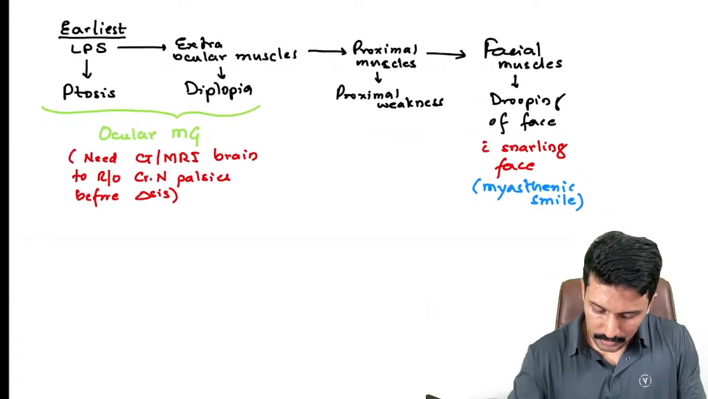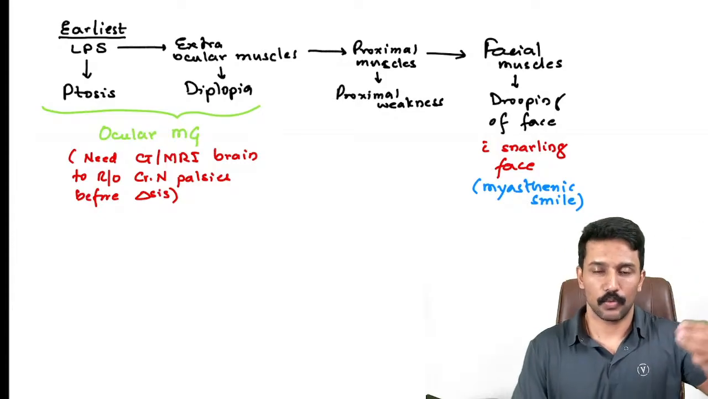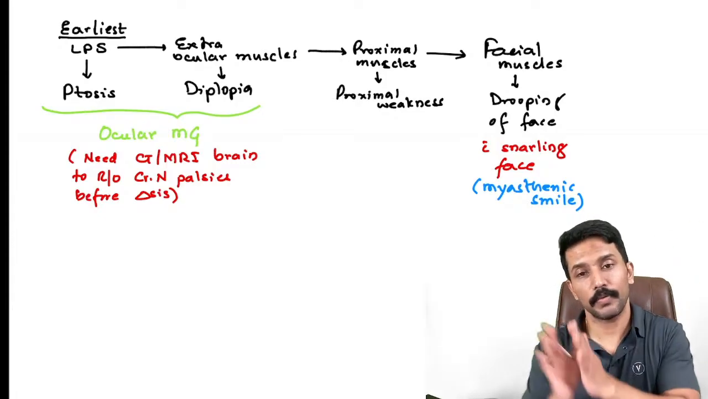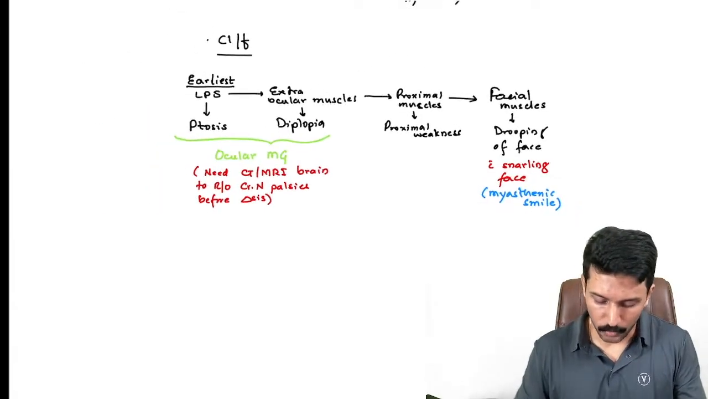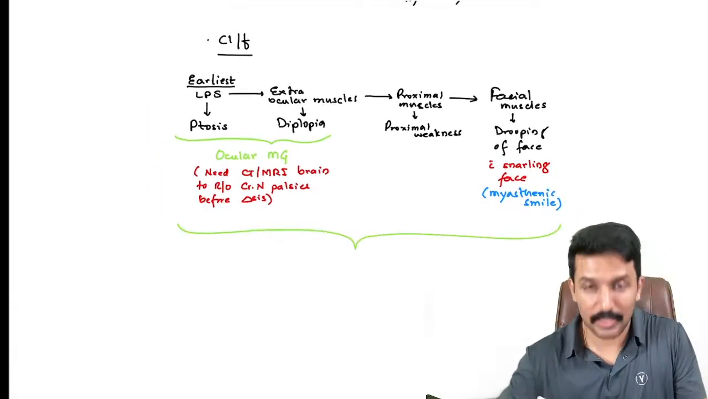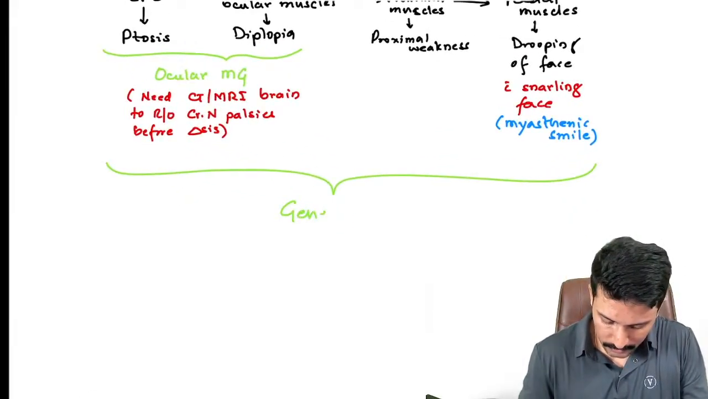Okay, after the facial muscles, in a worst scenario, rarely you have involvement of respiratory muscles. If respiratory muscles get involved, we will call it myasthenic crisis. Okay, so when you have all these manifestations, meaning eye as well as systemic manifestations, we will call it generalized myasthenia gravis.